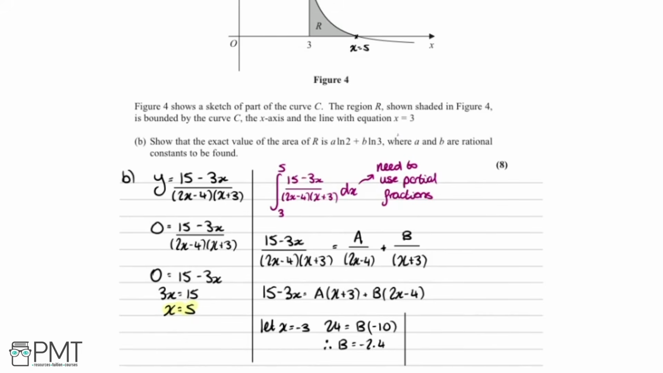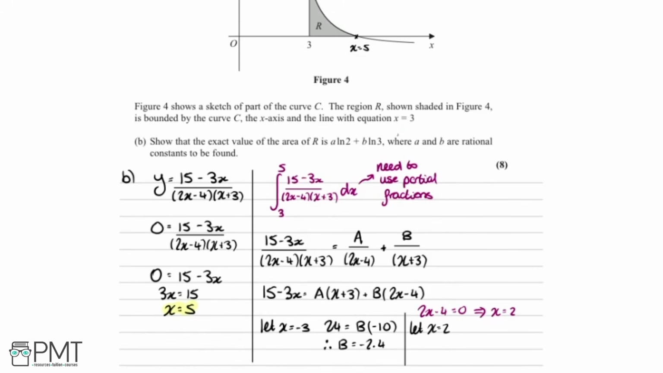And here we're just going to do the same thing again, but we're going to get rid of B this time so we can work out what A is. So we want this bracket to go to 0. That means we need 2x minus 4 to equal 0. So that means x is going to need to equal 2. So we're going to let x equals 2.